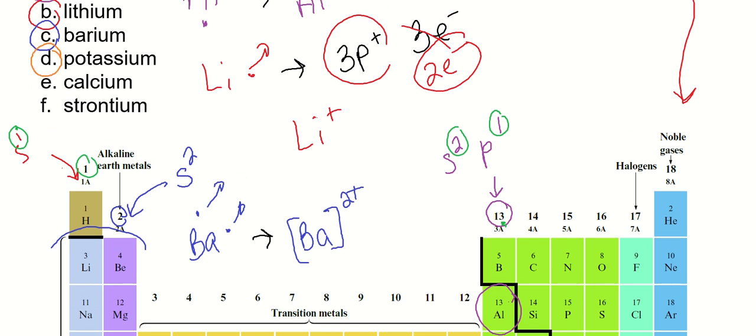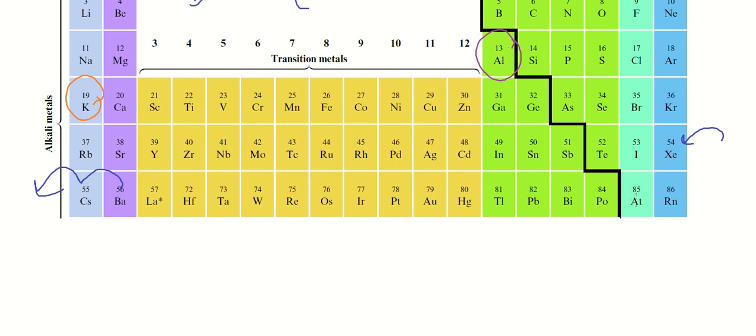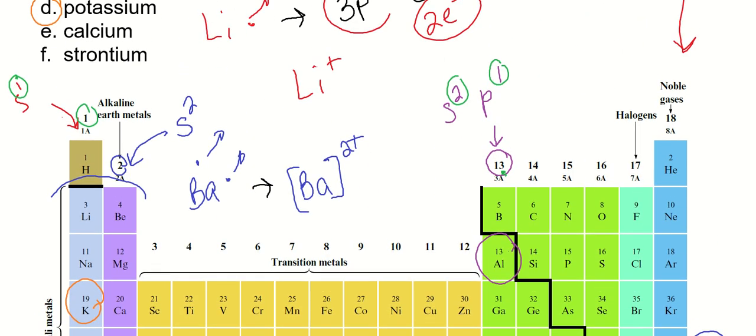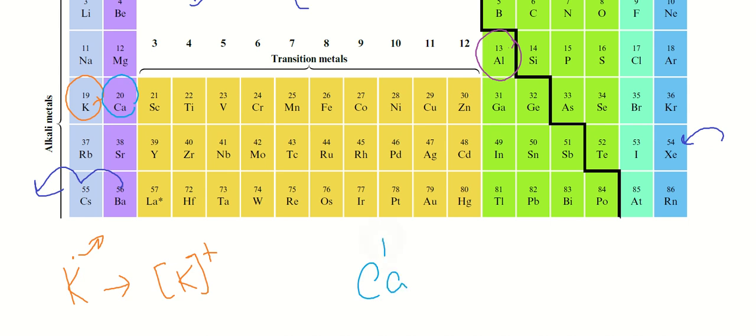Potassium. Potassium, group 1, 1 valence electron. It's going to lose that, and it's going to have a 1 positive charge. Moving on. Not too hard, right? Calcium, group 2, right there. Calcium's like a knight with 2 swords. Lose those 2 swords, become like a noble gas. Noble, get it? Knight to noble? I don't know. All right, so it's going to be 2 positive.